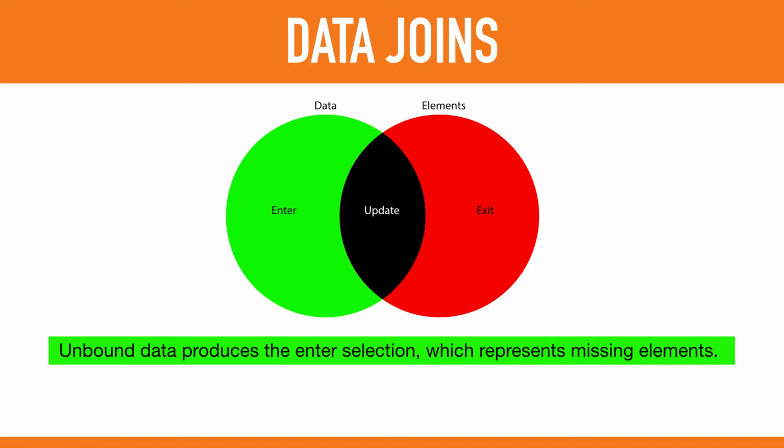So I have 5 sets of data. It's the first time I'm getting these 5 sets of data. I need to hit the enter selection and create these 5 elements.